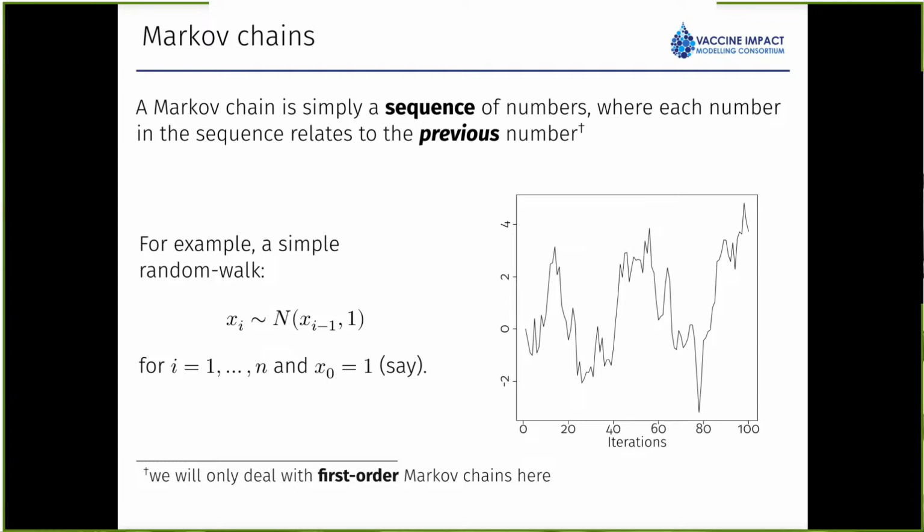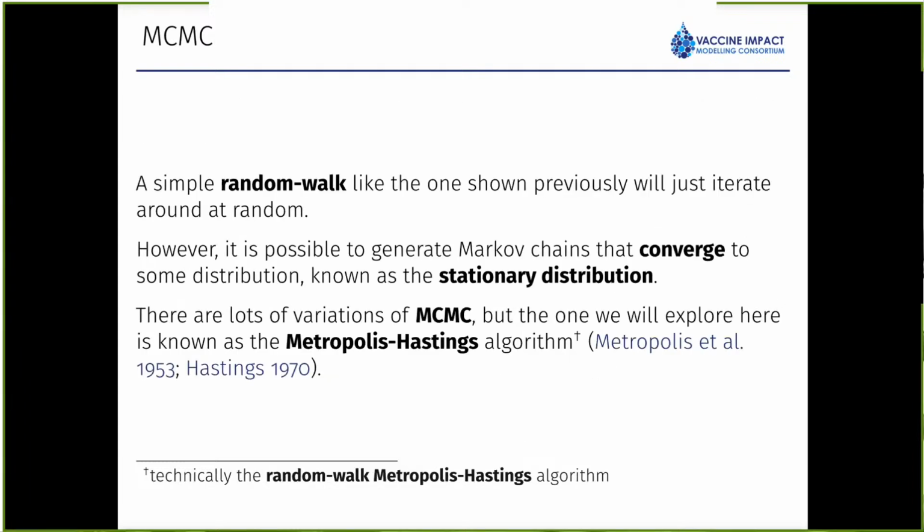Obviously, this is not very useful because this chain will just amble about all over the place. However, and this is the key thing, it is possible to generate Markov chains that don't just amble about all over the place. In fact, we can generate Markov chains that will converge to a specific distribution. And in the Markov chain Monte Carlo literature, this is known as a stationary distribution. Now, there are lots and lots of Markov chains that have this property that they will converge to a distribution. But we're going to look at just one of those.